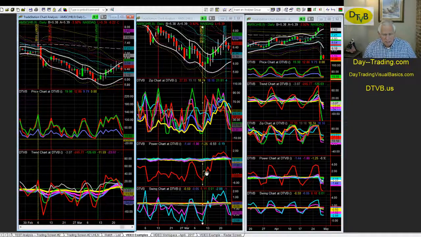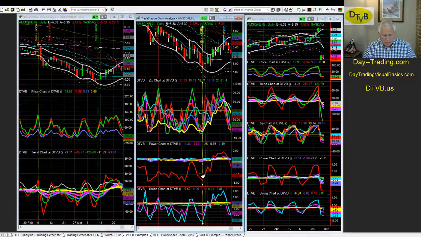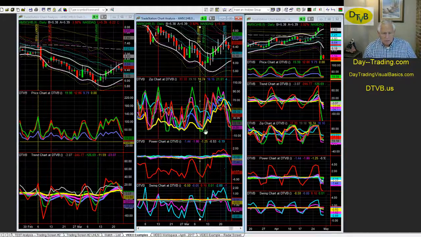One other key factor I'll point out that you may not have seen, over here on the zip chart and the power chart: you have the yellow vertical line 2 days before the green vertical line, and you have a power red BOC, but what do you have? It's a BOC higher. The right leg is much higher.